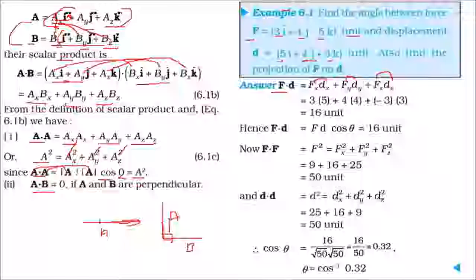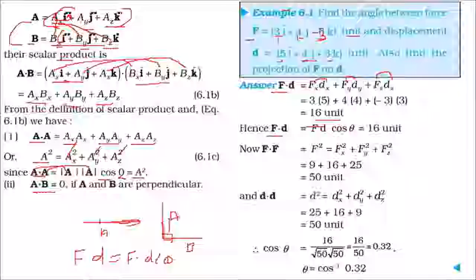So what do you get? You get some 16 here. These are the values 3, 4, 5 you have used, and 5, 4, 3. So just consider this to be, say, minus 3, if some mistake is there in your book. Just ignore the number, just multiply these coefficients. So you get some 16 units. Now, F dot D is what? If you take the dot product, you get F D cos theta. So 16 units can be equated with F D cos theta. F D cos theta is 16.